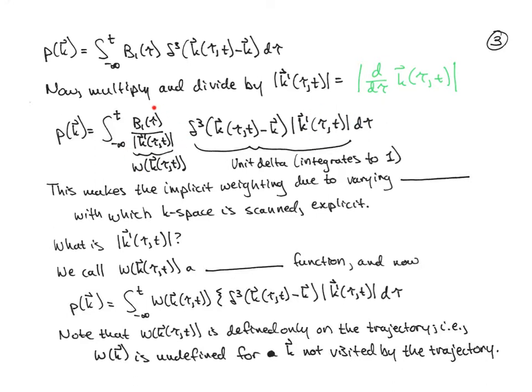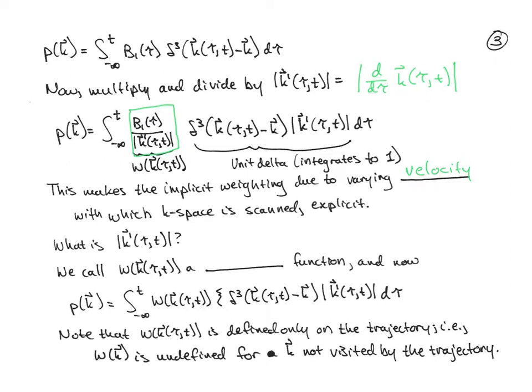Now we're going to label this entire expression w of k of t, and this turns out to be a unit delta function. That is, if you evaluate the integral over time, you would get 1 at the k-space locations, and 0 elsewhere. So this integrates now to a proper delta function. What we've done here then is made the implicit weighting due to the varying velocity with which k-space is scanned explicit, the velocity being this time derivative of k.